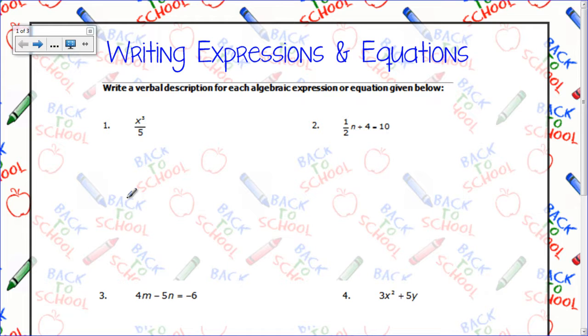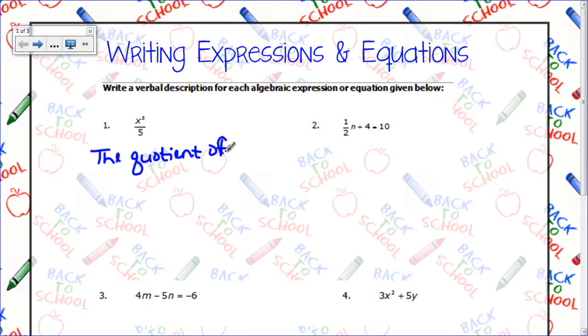And so if you look at our first example, I've got x to the third power divided by 5. That's what that fraction bar means. It means divided by. And we've got to write that as a verbal expression, which means we've got to use words. Now, the words that I use may not be exactly the words that you use, but it needs to be similar. And so here is what I would say. I would say that this is the quotient of, because quotient means divide.